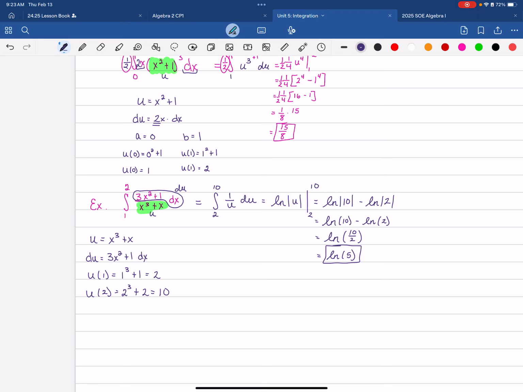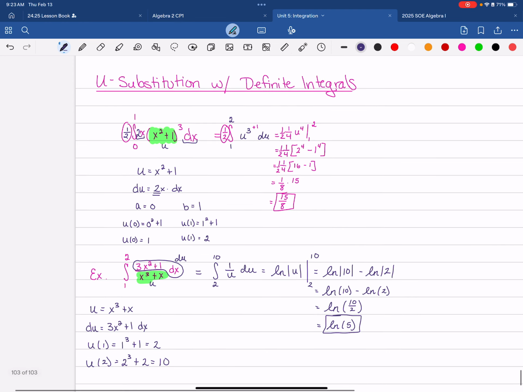All right, let's try one. Nope, I think that's actually it. Yeah, we're going to leave it at that. So you guys have a Delta Math. And again, notice the only thing that's changed here is that we are now having a lower and upper limit of integration.